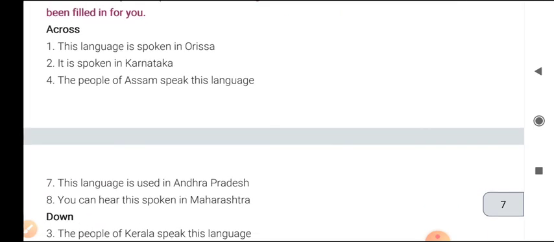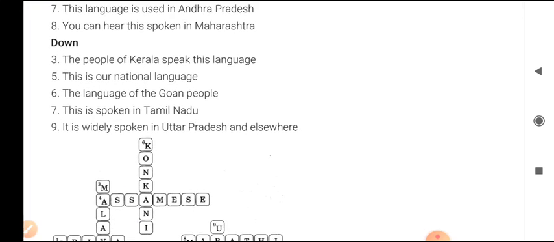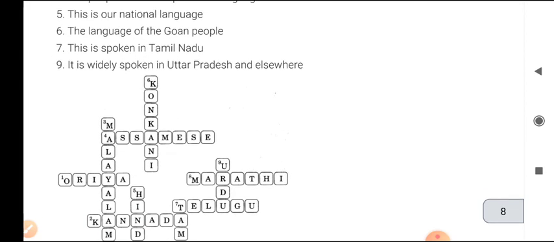Across. This language is spoken in Orissa. It is spoken in Karnataka. The people of Assam speak this language. This language is used in Andhra Pradesh. You can hear this spoken in Maharashtra. The people of Kerala speak this language. This is our national language. The language of the Goan people. This is spoken in Tamil Nadu. It is widely spoken in Uttar Pradesh and elsewhere.